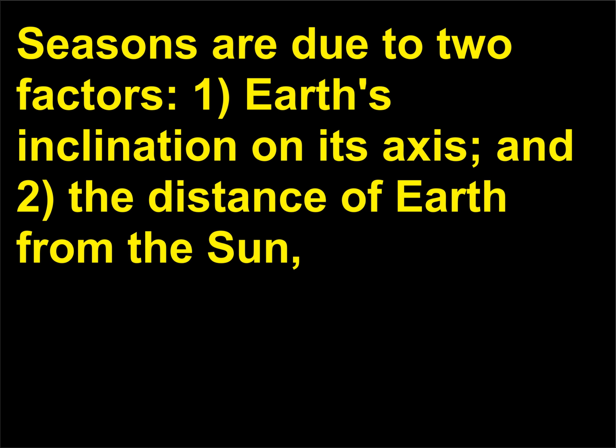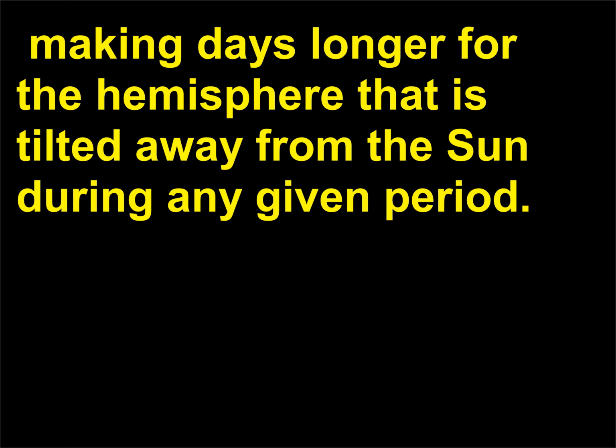Why do we have seasons? Seasons are due to two factors: 1, Earth's inclination on its axis, and 2, the distance of Earth from the Sun. Making days longer for the hemisphere that is tilted away from the Sun during any given period.